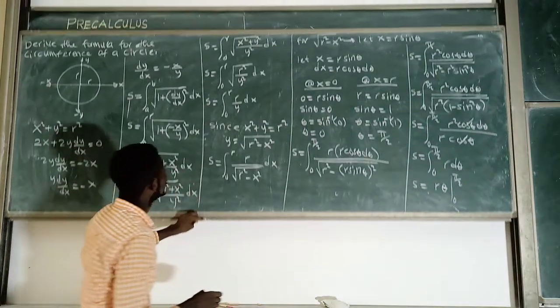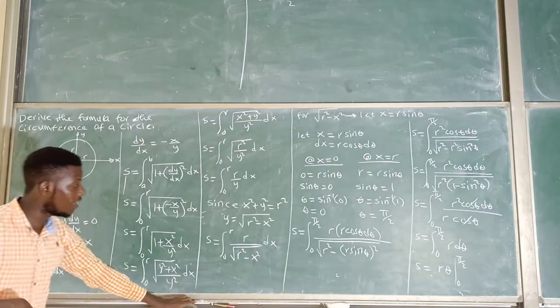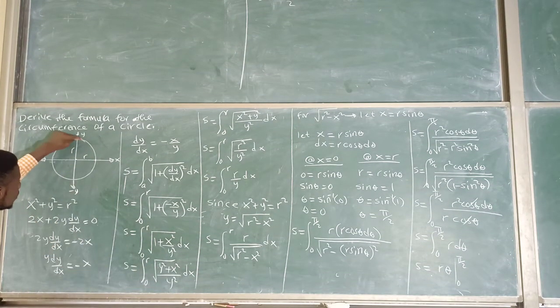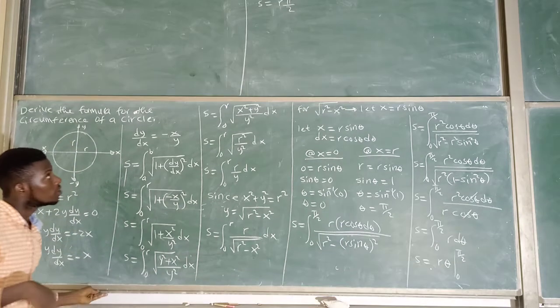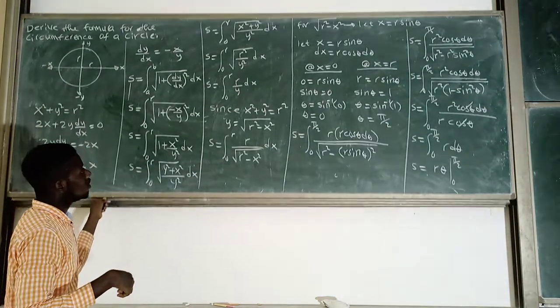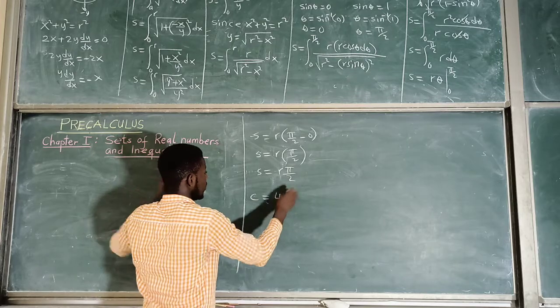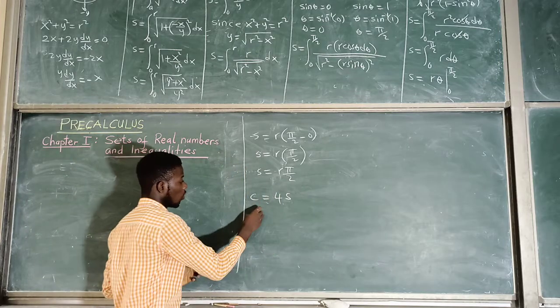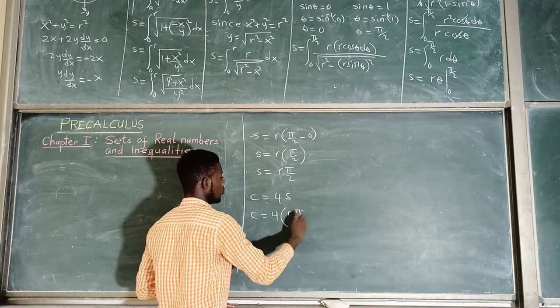Now let's see something. S equals r pi over 2. It's just the length from here to here, just one of this arc, this curve. The circumference is from here, here, here, here, and here. So it means the circumference is 4 times the length of an arc, s. So the circumference is equal to 4s, because it's 4 of those. So the circumference will be equal to 4 multiplied by, and our s is r pi by 2.